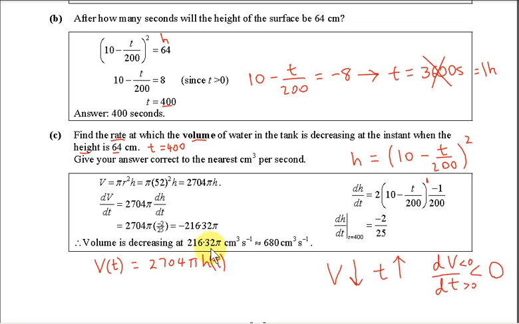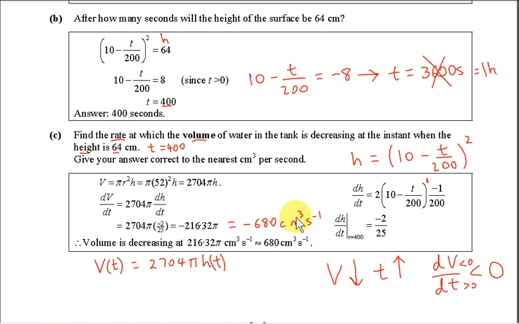Now we want our answer correct to the nearest centimeter cubed, and if we do that we get 680. The question actually asks us for the magnitude of the rate at which the volume of water in the tank is decreasing. dV/dt is minus 680 centimeters cubed per second.